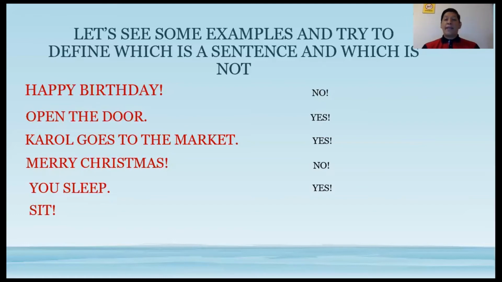Now, you sleep. Maybe at night you sleep. So, yes, you sleep is an order, but still it's a sentence. In this case, we only have you, that is the subject, and sleep, which is the verb. So when you have a subject and a verb, it's a sentence. That makes me think of some ideas. And the last one, sit. It's only the verb, it's only the action. Can that be a sentence? Well, let me tell you, yes, it is a sentence. And why? Don't worry, we're going to see in a minute.